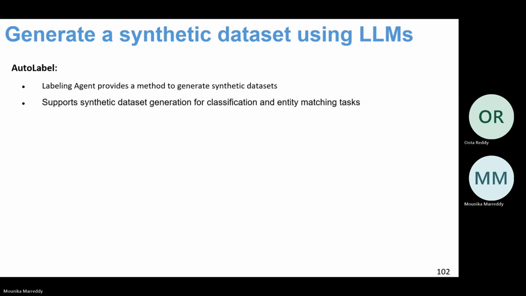It's a labeling agent that provides a method for generating synthetic datasets, particularly supporting tasks like classification. For example, sentiment analysis and emotion identification come under classification problems, as well as entity matching tasks like NER and coreference resolution. Autolabel automates the labeling process, enabling us to create large datasets efficiently.